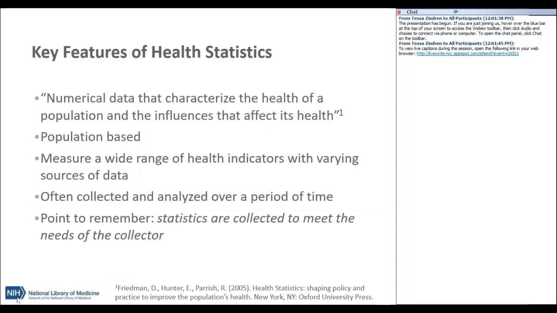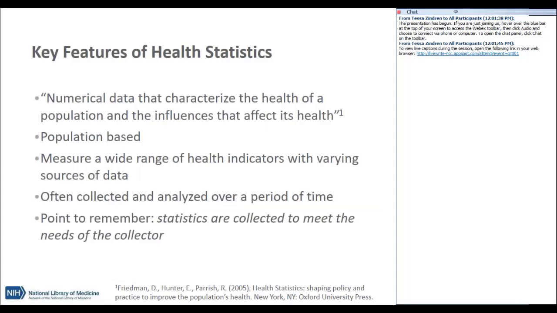So a textbook definition of health statistics is numerical data that characterize the health of a population and the influences that affect its health. And this definition quickly summarizes many key features of health statistics. They are population-based, and they measure a wide range of health indicators for a community. And a community could be the whole U.S., it could be a region, a city, a county, state, zip code, etc. And the statistics could be a number of things. It could be something like birth or death rate, disease prevalence, or other influences like education or income. And they're usually collected over a specified period of time.